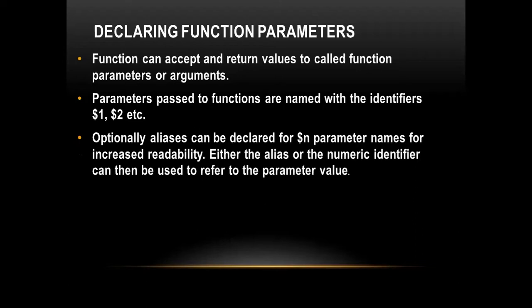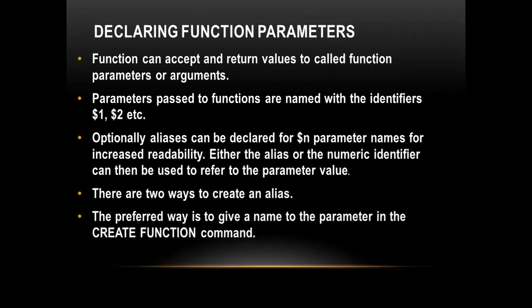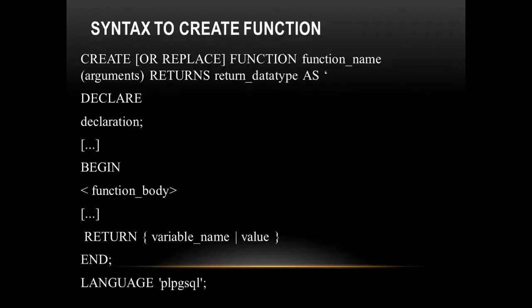For increasing readability, we are using aliases. That means we are giving a name to the variables. That means A for $1, B for $2. Likewise, there are two ways to create aliases. The preferred way is to give a name to the parameter in the create function command.